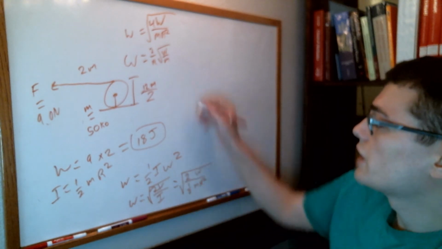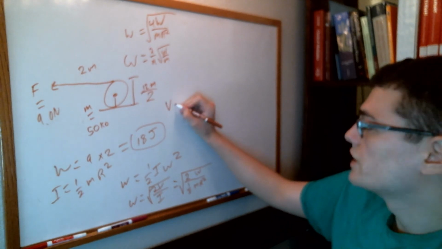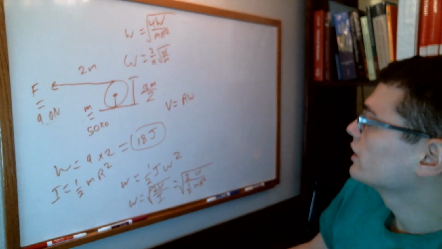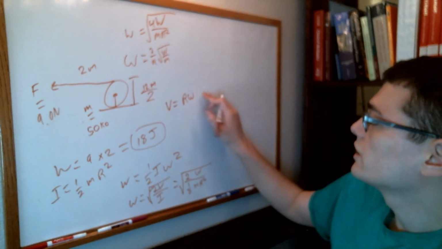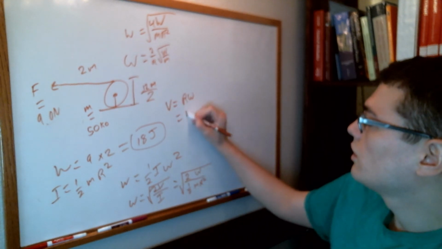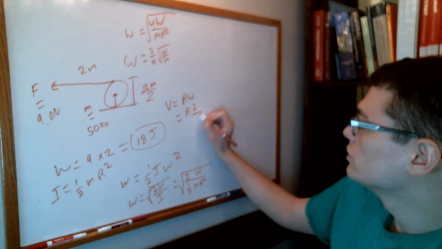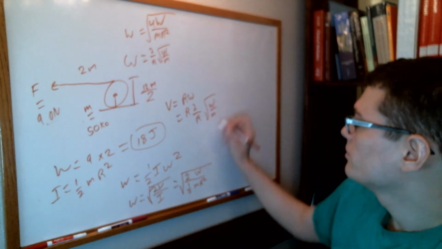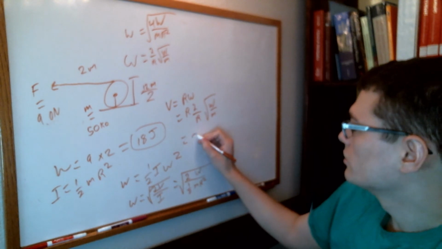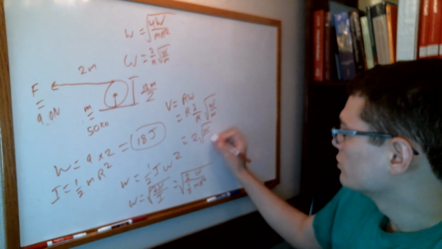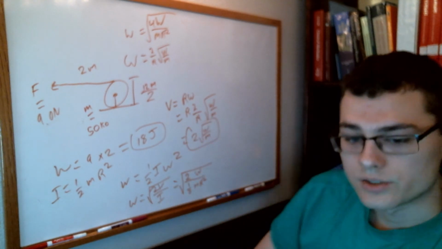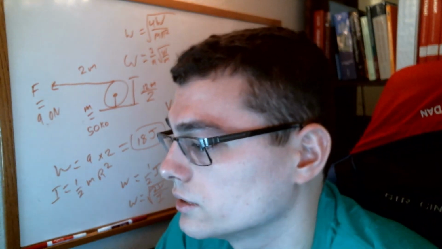And then in order to get what v is, you take v is equal to R omega. And so when we plug that in, we'll get R times 2 over R times the square root of W over M. And so this is going to be equal to 2 times the square root of W over M. And there you go. That is going to be your cable speed.